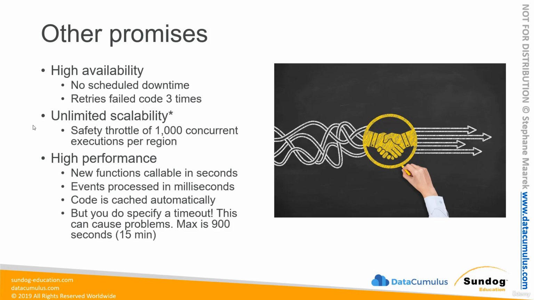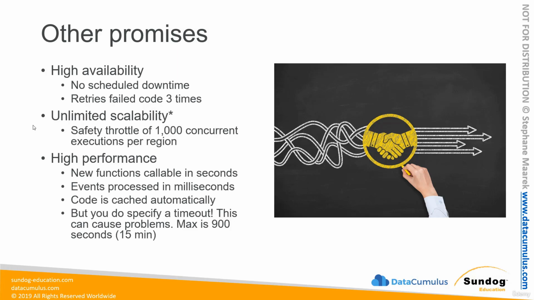So that's sort of their safety net for somebody having some bad code that's processing stuff way more than it should and running up a bill that's way more than it should be. If, however, you do have a legitimate need to exceed 1,000 concurrent executions per region, you can just ask AWS to lift that throttle for you, and they'll do it.